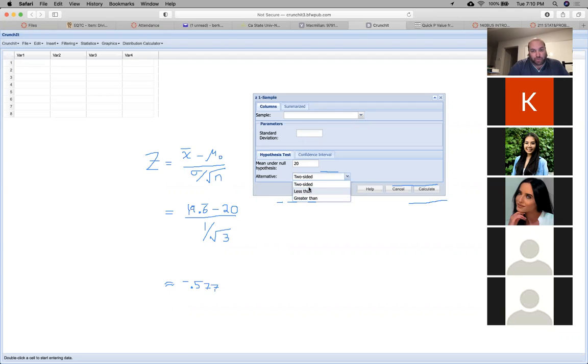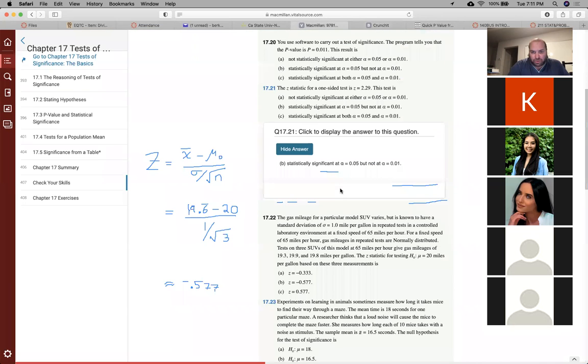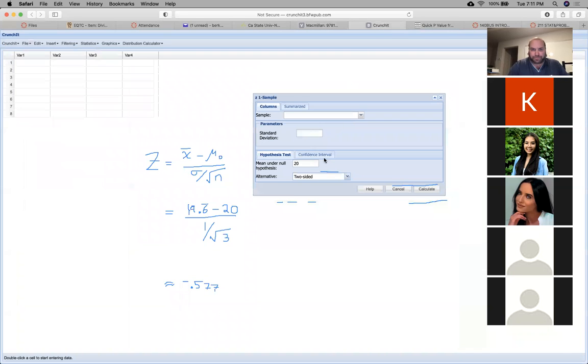I would think so as well, because it doesn't say anything. Let's read the question again. Sometimes you have to think about it. So I guess what we're testing is the average gas mileage, and if it's less or more, I'd be interested in knowing for marketing purposes. So it looks like it's two-sided.